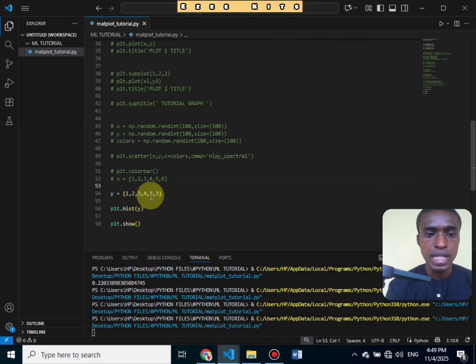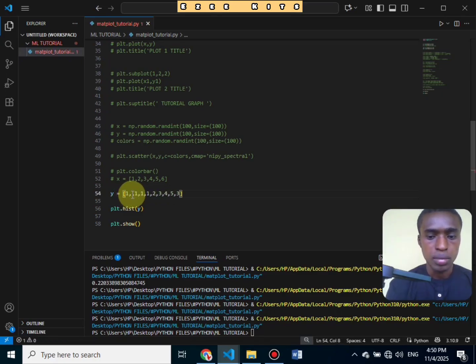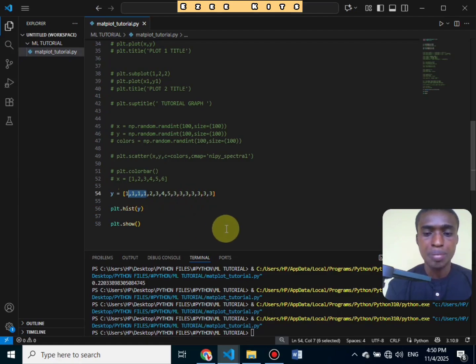Let me get rid of it. Let's assume that 1 tends to appear 4 times. You can say this is 2, 3, 4. So 1 appears 1, 2, 3, 4, and let's assume that 3 appeared more, let's say 7 times. So 3, 1, 2, 3, 4, 5, 6, 7. So 1 appeared 4 times and then 3 appeared 7 times.